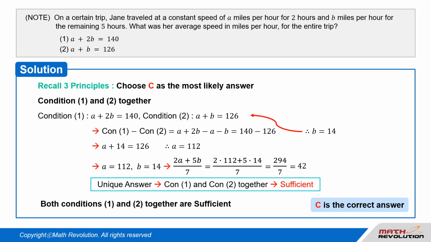Answer C. The second and third steps, when applied, give us the number of equations equal to the number of variables.